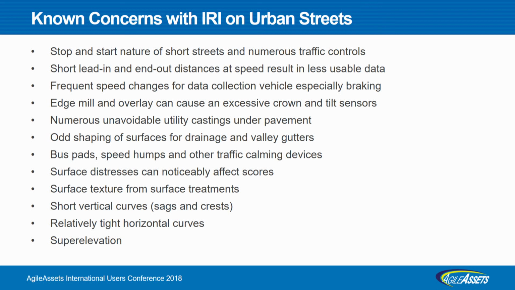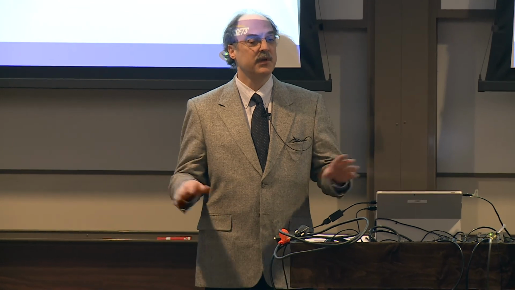Obviously, short streets with starts and stops are a problem. You can't maintain speed with the van, and the data collection for IRI is affected by speed, especially at low speeds when you can't maintain a good, consistent data collection rate. There are lots of speed changes. The shape of the street, with drainage and everything else you might encounter in the urban environment, changes much more suddenly than it would on a highway when you're driving down the lane. So we run into all these different things that affect the IRIs.